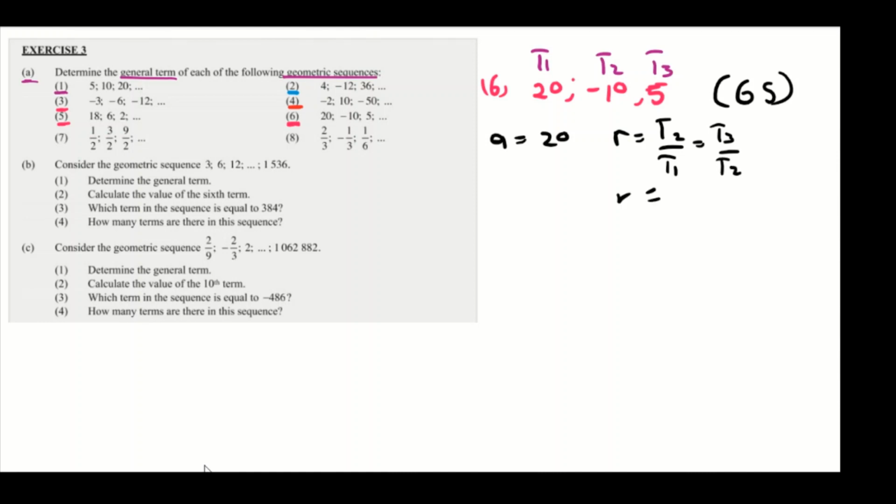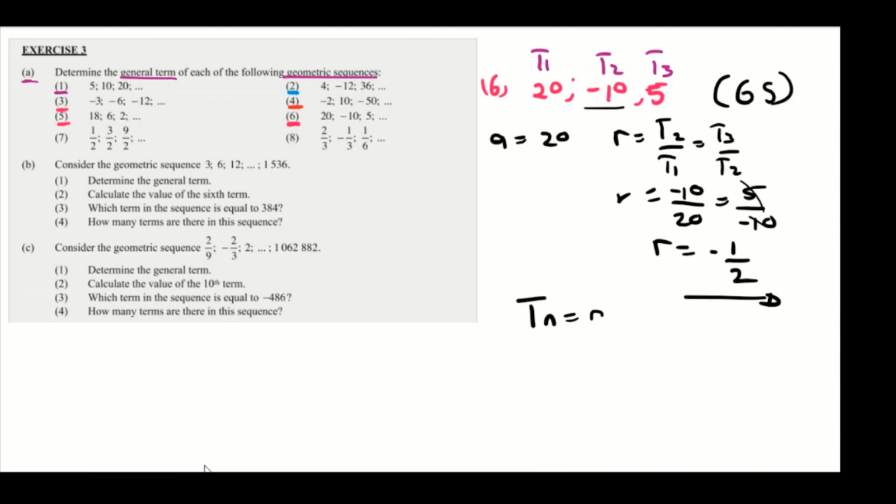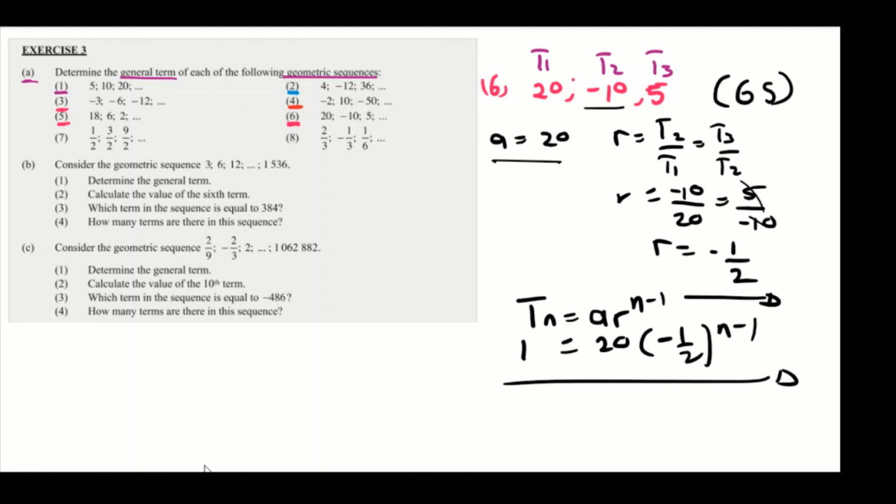Remember, we want to identify the general term. So term number 2 is minus 10 over 20, equal to term number 3, which is 5 over minus 10. So R is equal to negative 1 over 2, right? So that is our common ratio, and then Tn is equal to A R to the power of n minus 1. Our A value is 20, R is minus 1 over 2 to the power of n minus 1. So this is my general term of the sequence.